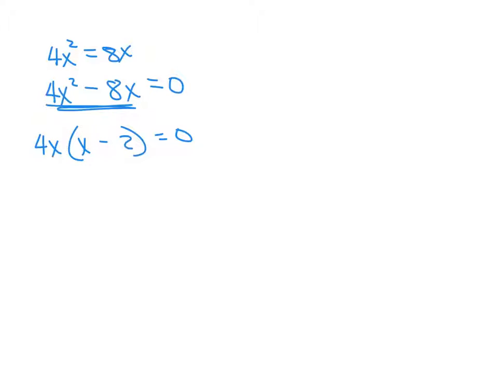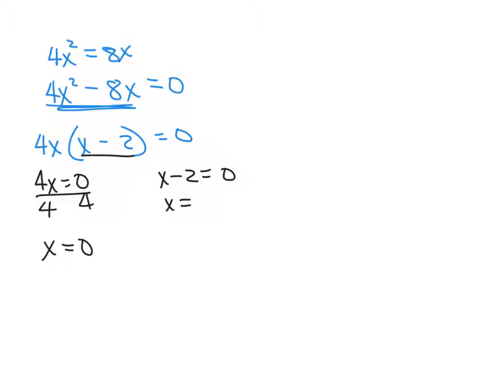Okay, so this is kind of an interesting arrangement here. I've got an x here and an x here, so I have to set this equal to 0 and this equal to 0. So let's try that. 4x equals 0 and x minus 2 equals 0. So when this is true, divide by 4, x equals 0 over 4, or 0. x equals 2. So there are my two answers there.